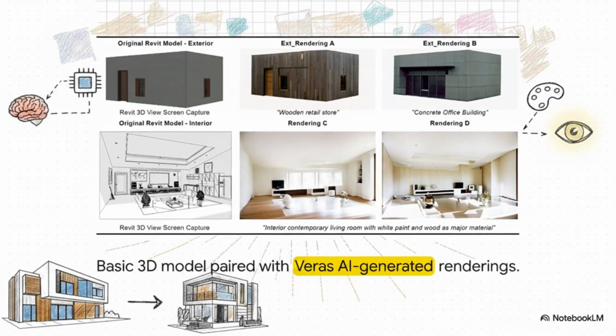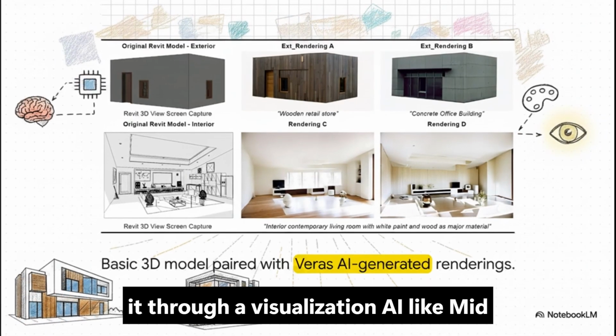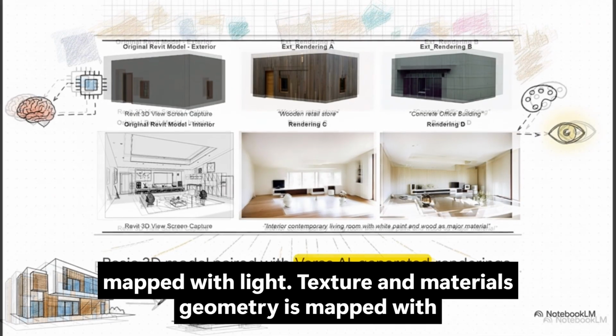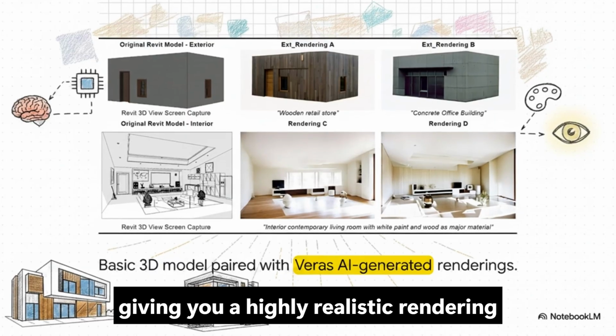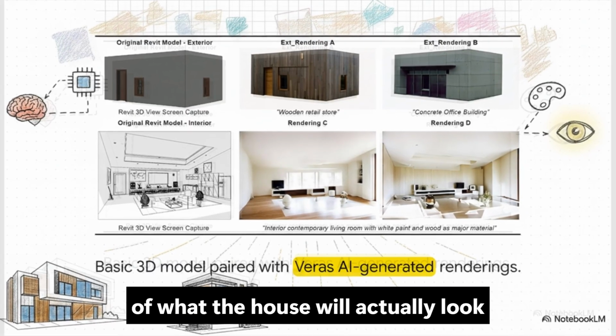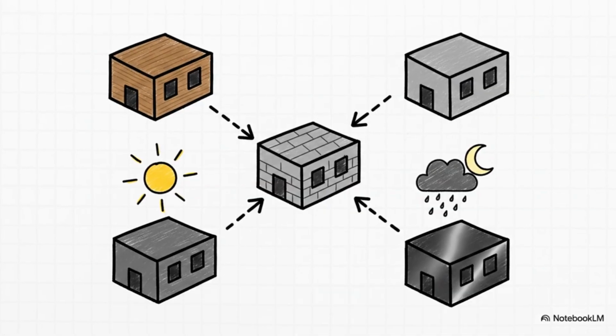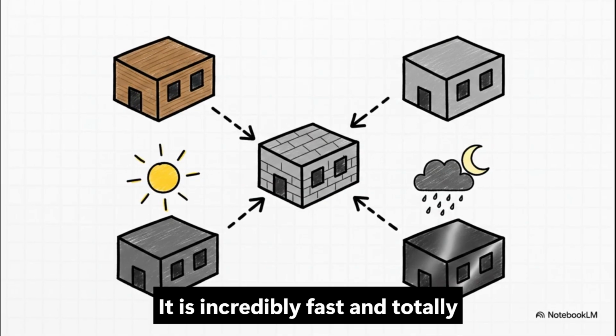We take that basic 3D model and run it through a visualization AI, like Midjourney or Veris. Suddenly, that simple geometry is mapped with light, texture, and materials, giving you a highly realistic rendering of what the house will actually look like in the real world.